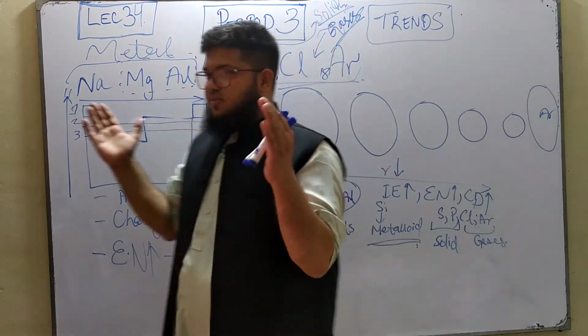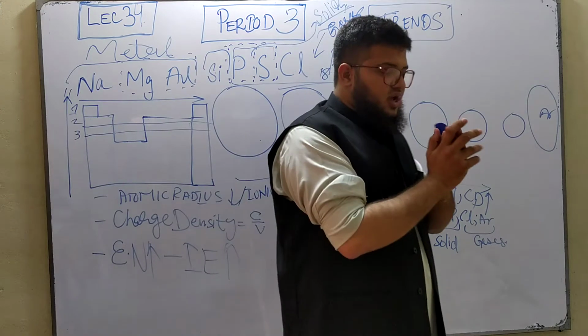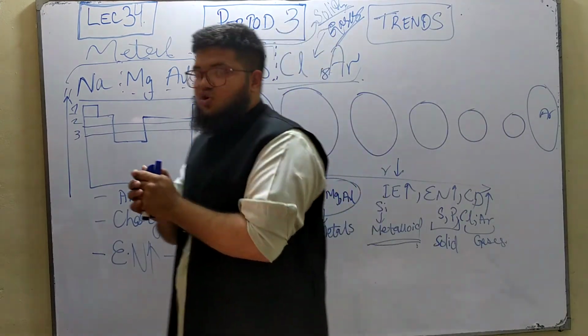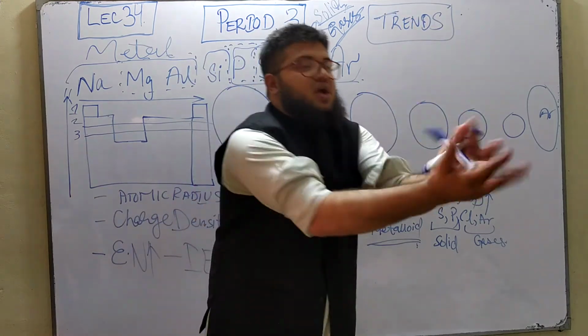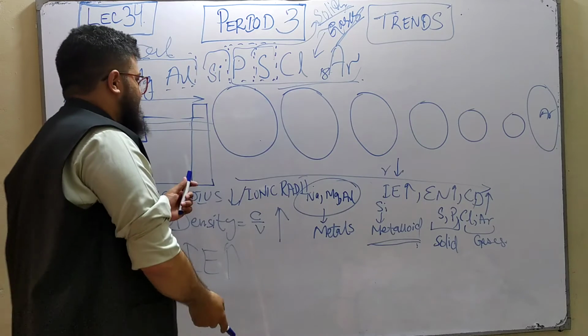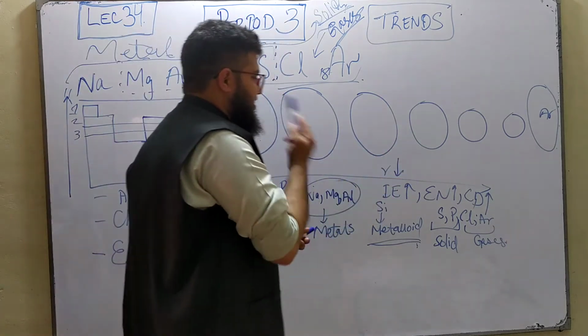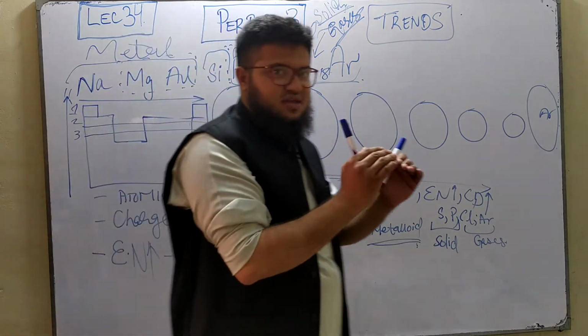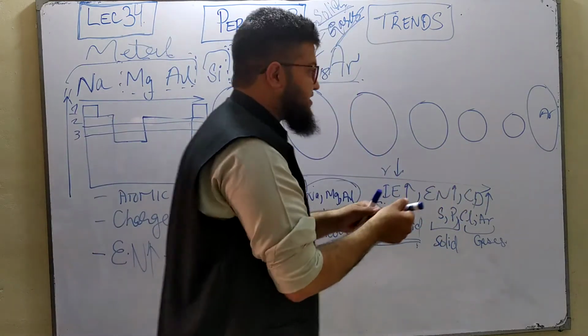Why does the atomic radius shrink as we go across the period? Any suggestion? I'll explain it to you. Basically, as we go across the period, the proton number rises, right? If the proton number rises as we go across the period, then what happens? The proton number rises, but what's happening to the shielding effect? It's going to stay constant, right?